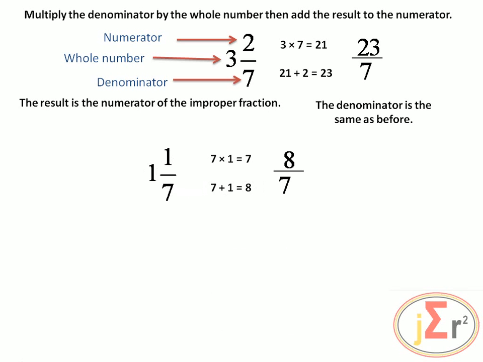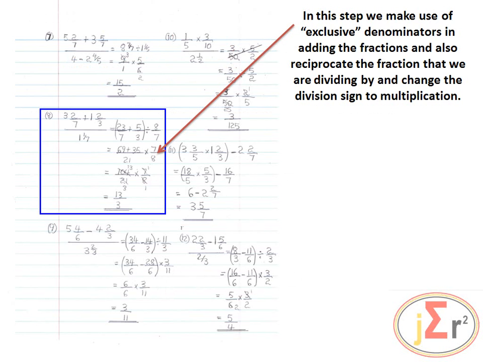That is the 8 over 7. Then we do what? 3 times 1 is 3. Then we say 3 plus 2 is 5. So 5 over 3. In this step, we make use of exclusive denominators in adding the fractions, and also reciprocate the fraction that we are dividing by, and change the division sign to multiplication.